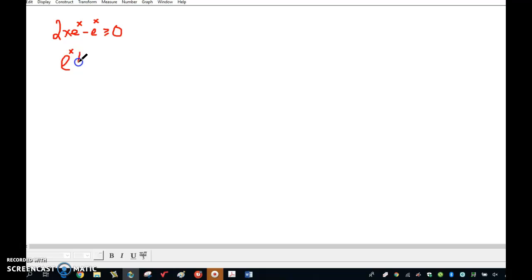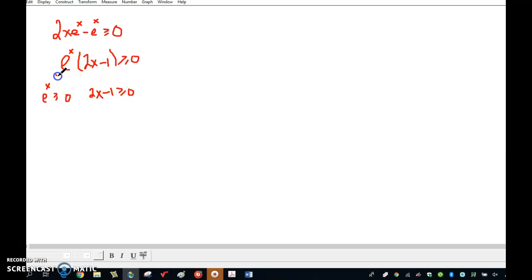So I could take out an e to the x, and I would have a 2x minus 1 left, and that's greater than or equal to 0. One way I can look at this is as an inequality with two pieces. I can think about e to the x greater than or equal to 0, or I can think about 2x minus 1 greater than or equal to 0. And this isn't going to work for every case, but for some cases it is.